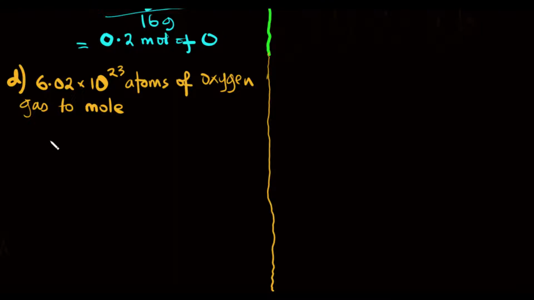So to calculate the number of moles present in 6.02 times 10 to the power 23 atoms of oxygen gas, we'll divide that value by the Avogadro's number and by 2, since oxygen is a diatomic molecule, like this.